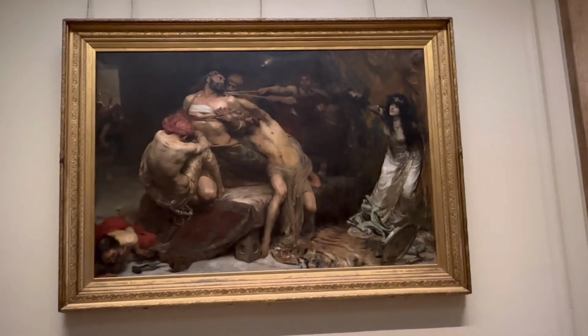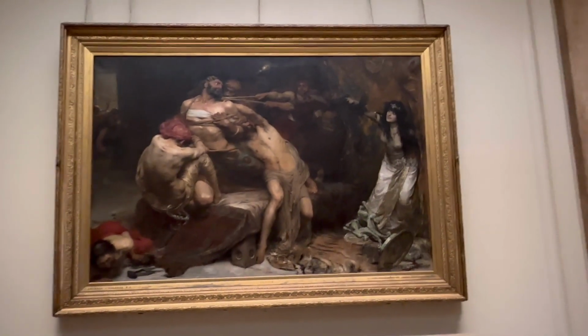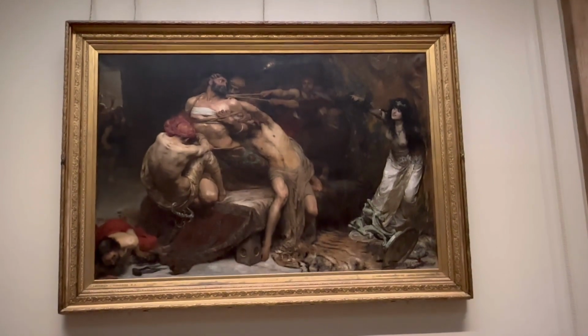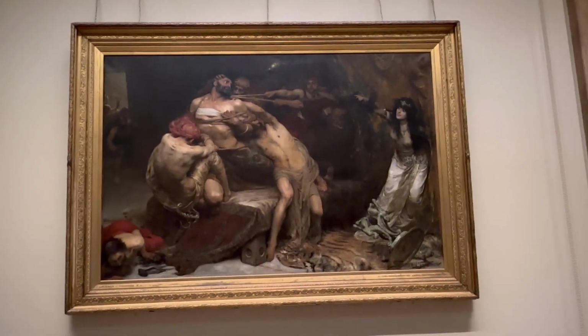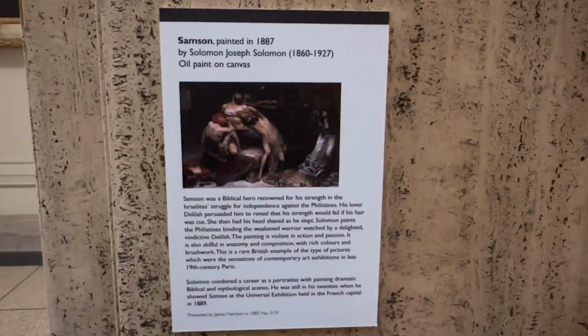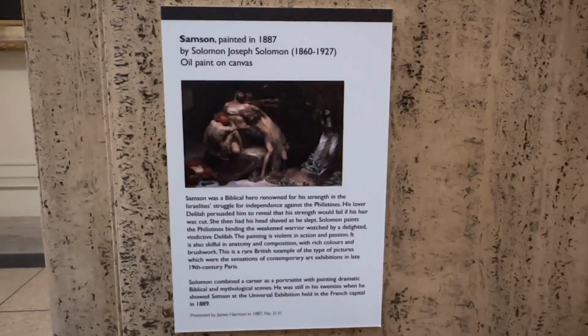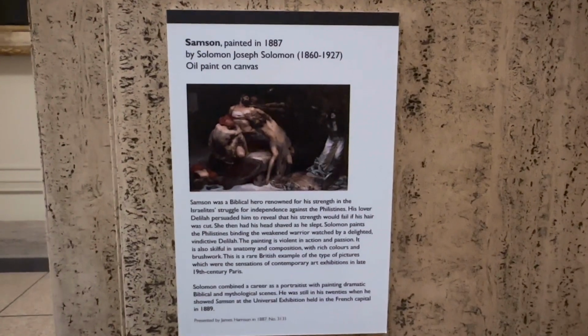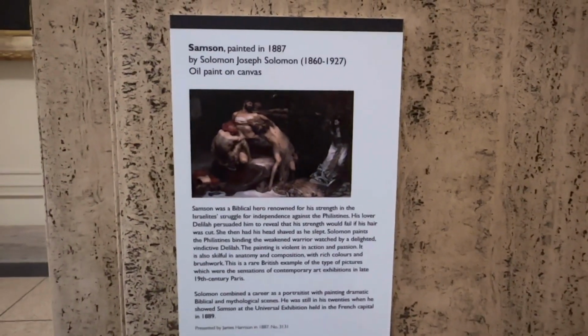And this is by a British artist, painting in the style of the French at the turn of the 19th century. So it was painted by Solomon Joseph Solomon, and he was a British artist, and it was painted in 1887.